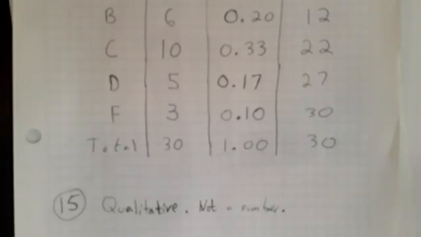17, who wants to answer? Jorge, are you around here? I'm around here. Hold on. Right, 17, home prices in a small town. If we're talking about home prices, that's definitely what sort of variable? Give me a second. Trying to find it. That would be quantitative. Yeah, it's quantitative.